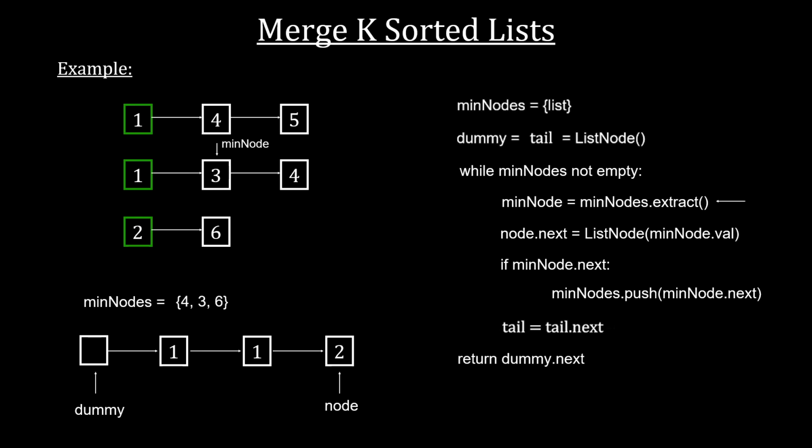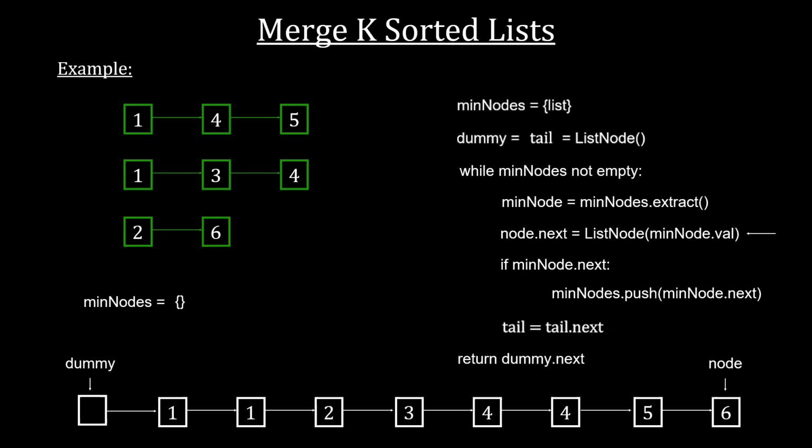We extract the minimum node, which is 3. We create a new node of value 3 and link tail to it. We check if the next node is not null, and it's not, so we push node 4 into the min heap. And so on and so forth. You can figure out by yourself how this works. You can complete this input example on your paper. When the while loop terminates, we will obtain the correct list and we should return dummy next.